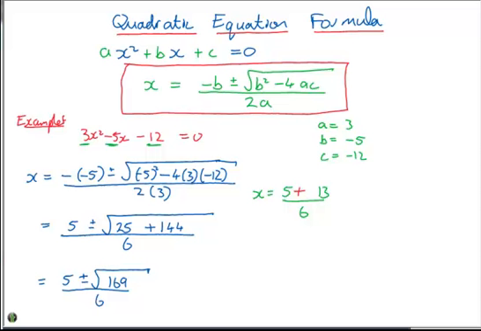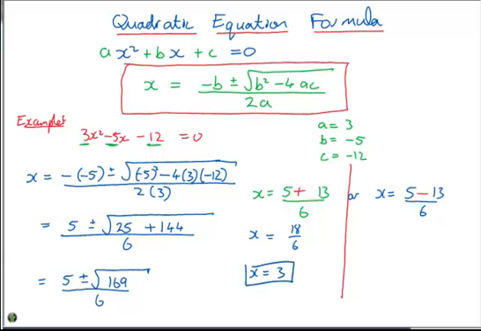And I'll do the other solution in blue here. Or x is equal to 5 minus 13 all over 6. So in this case, 5 plus 13 is 18 over 6. So x is equal to 3. And in this case, you have x is equal to minus 8 over 6. So x would be equal to minus 4 over 3, dividing above and below by 2.